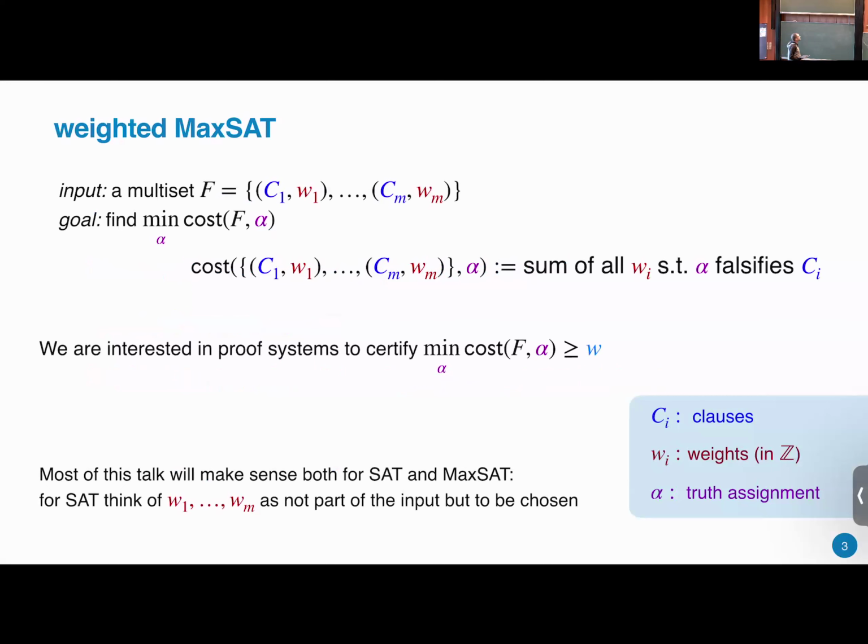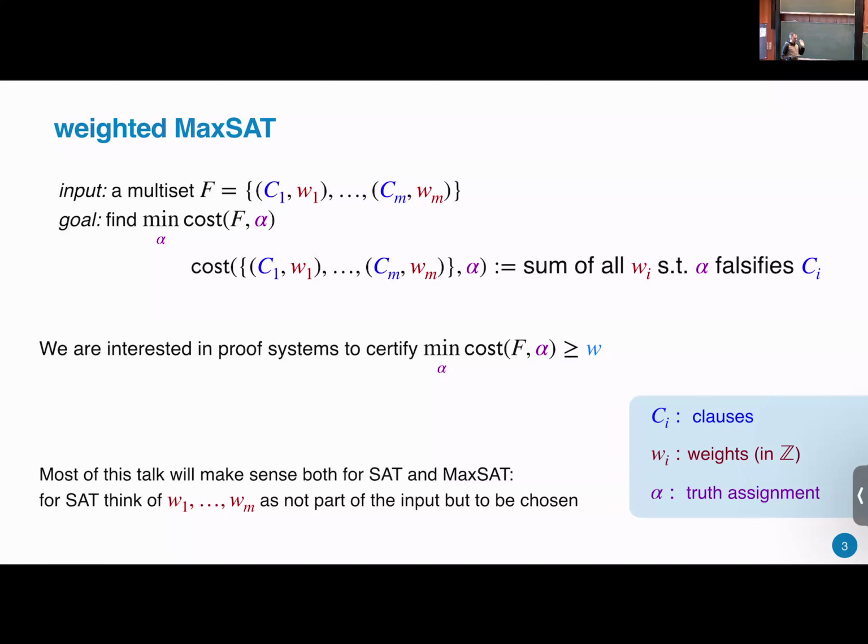I can start. Okay, so weighted MaxSAT, this is mostly to fix some notation. So we have a multi-set of clauses with weights. And the weights intuitively mean how unhappy we are if we have an assignment that falsifies that clause. And the measure of our unhappiness will be the sum of all the weights of the clauses that we falsify. We want to minimize this cost, this unhappiness. And for the purpose of this talk, we are interested in proof systems to certify that the minimum cost of this unhappiness is at least some value.